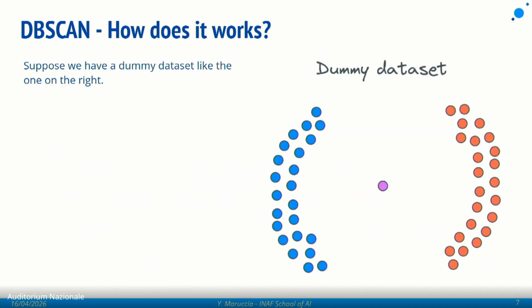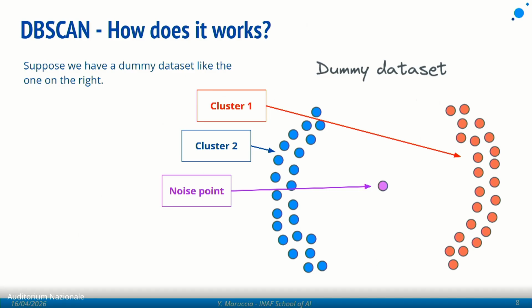So let's start from this data set. We have a dummy data set. We have 2 regions here and a point in the center. How do we expect the clustering to work? Well, probably we have 2 clusters, cluster 1 and cluster 2, and the point at the center should be the noise point.